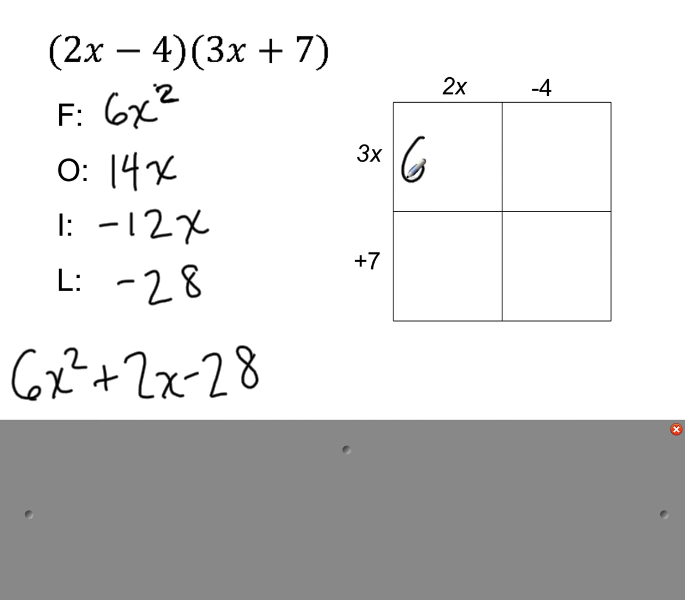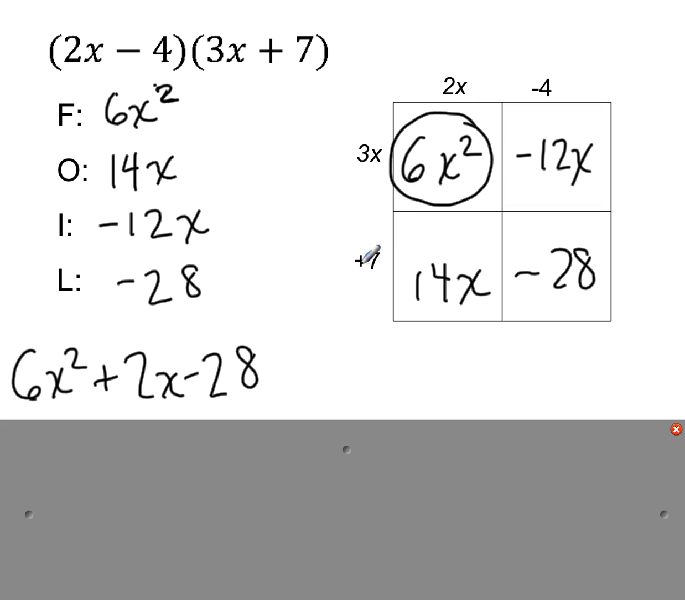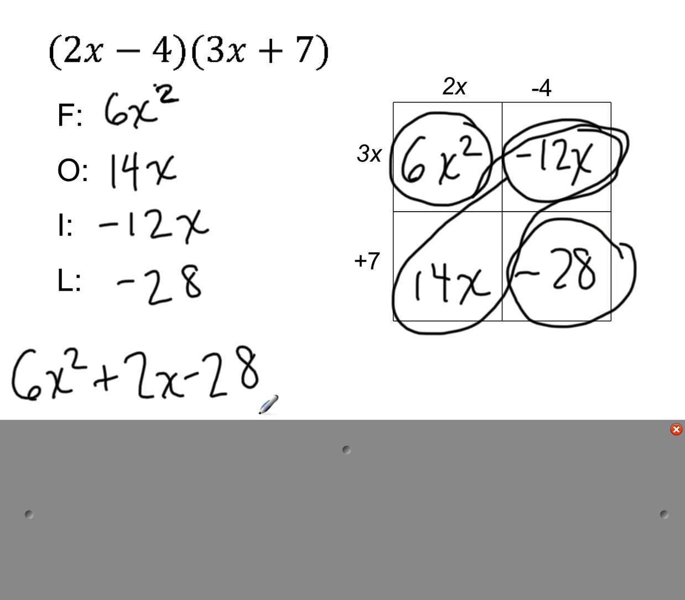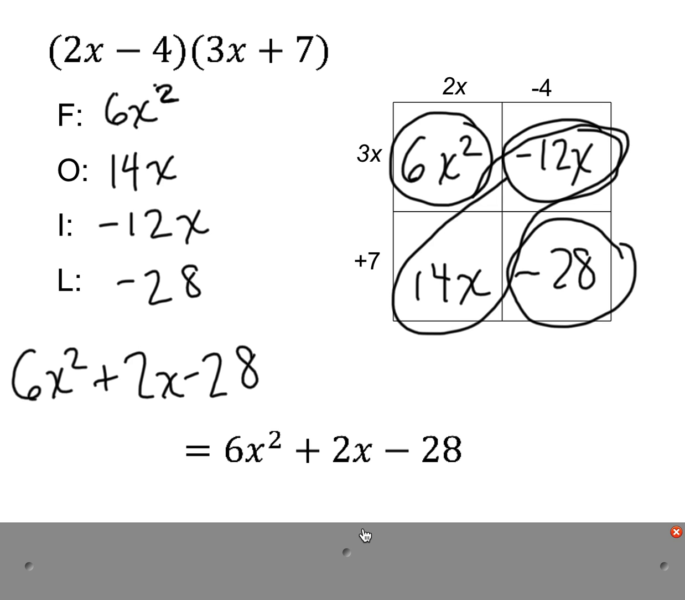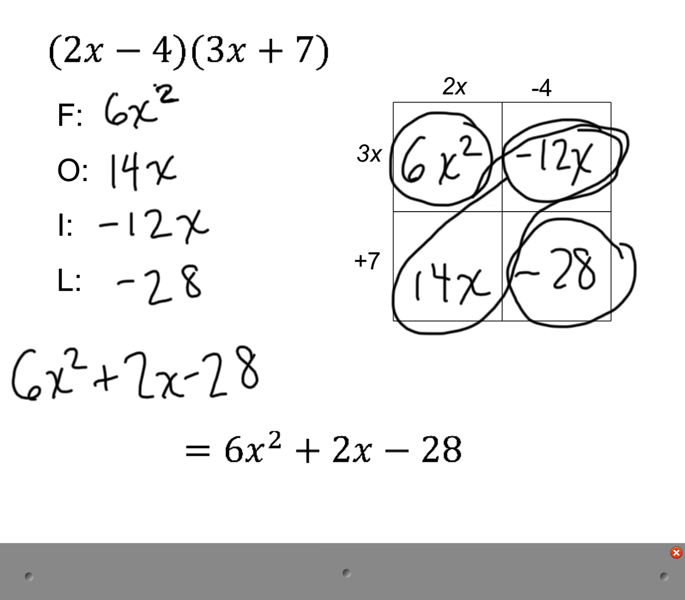3x times 2x is 6x squared. 3x times negative 4 is negative 12x. 7 times 2x is 14x. 7 times negative 4 is negative 28. Again, like terms get put together, 6x squared as I have here. Negative 12x and 14x are like terms, so I'm going to put those together and I get positive 2x, and then negative 28 I'm going to put in that term right there. And there's my final solution.